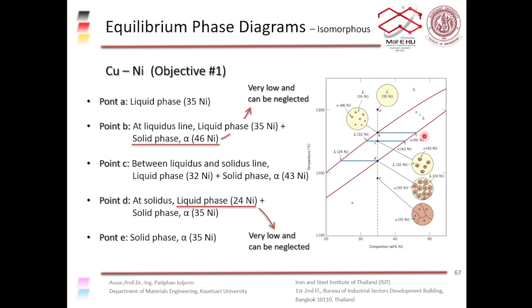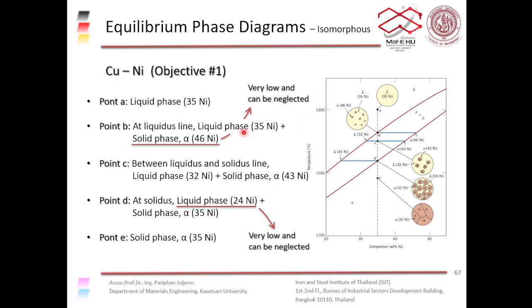So at this point, we have liquid phase and we have nucleus of alpha phase. In the alpha phase, we have 46% nickel, the rest is copper. And in the liquid phase, we have 35% nickel, the rest is copper. But the amount of the alpha phase is so low that for now it can be neglected.